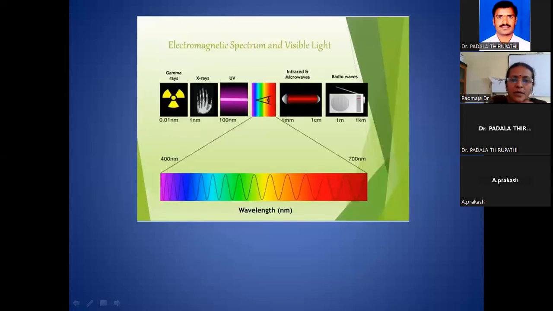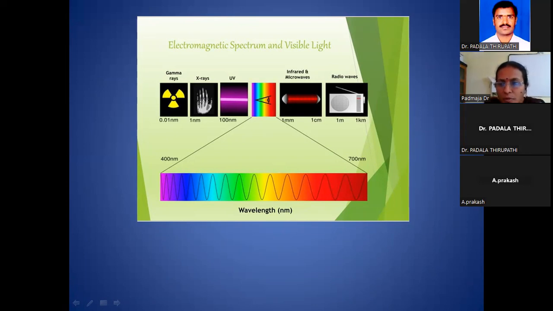Now, here, this is the light. When the light is passing through the spectrum, we know that it will split. The splitting is given as VIBGYOR, that means 7 colors. The wavelength beyond 700 nanometers is called infrared, and the wavelength before 400 nanometers is called ultraviolet. These ultraviolet rays may be gamma rays, X-rays, and UV rays.